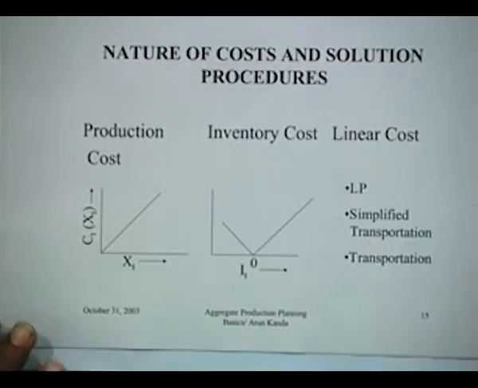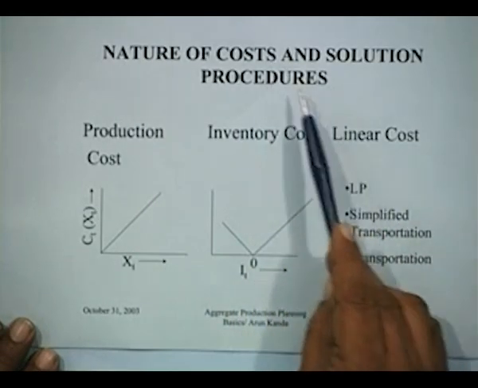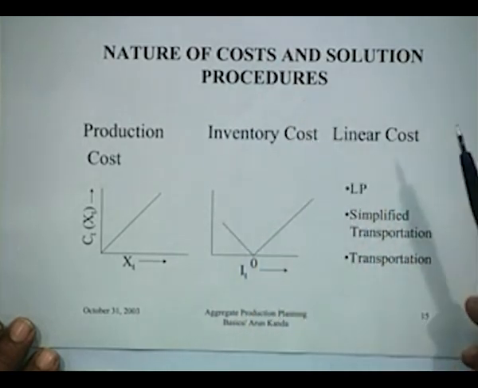However, the biggest limitation with the graphical procedure is that it does not give us an optimal solution. It does not give us the solution which has the minimum cost, and therefore, we have procedures which are dependent to a very large extent on the nature of costs, and depending upon the nature of costs, we can choose an appropriate solution procedure.